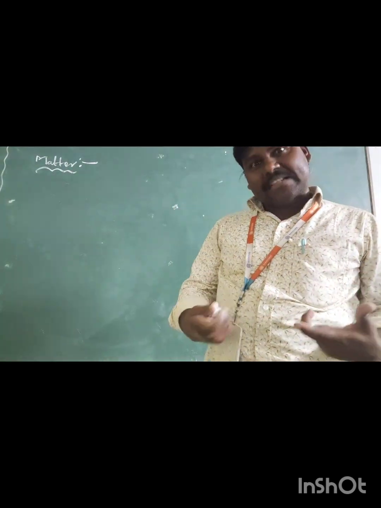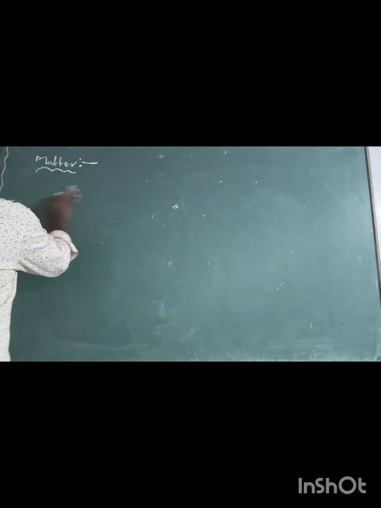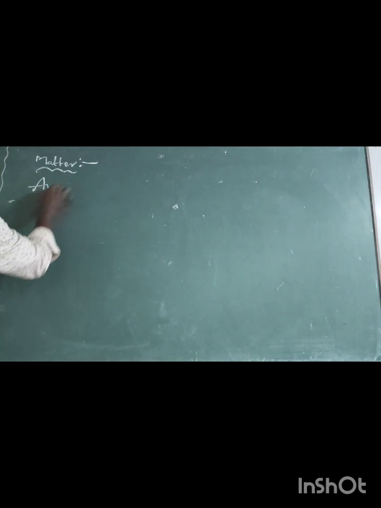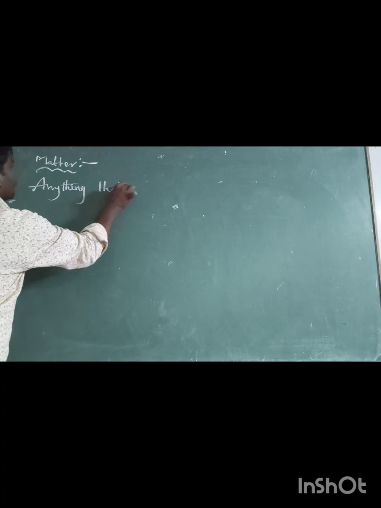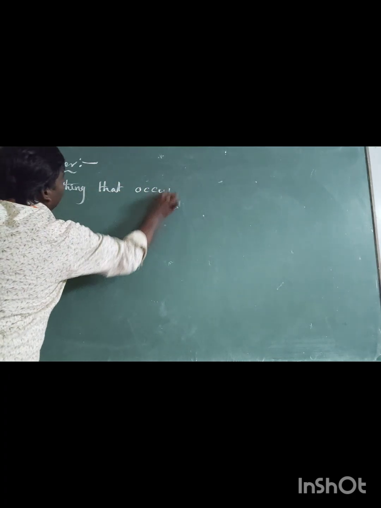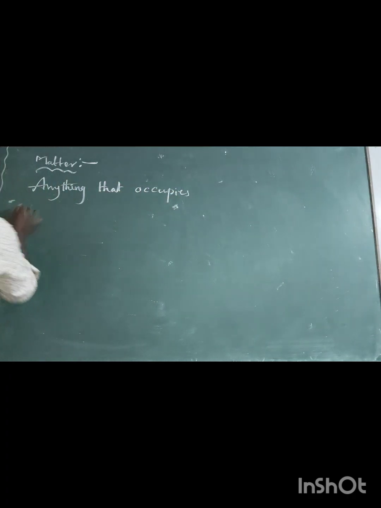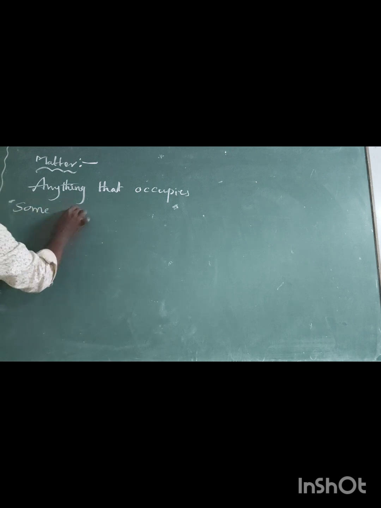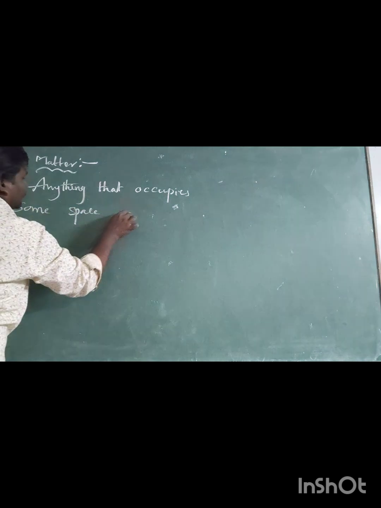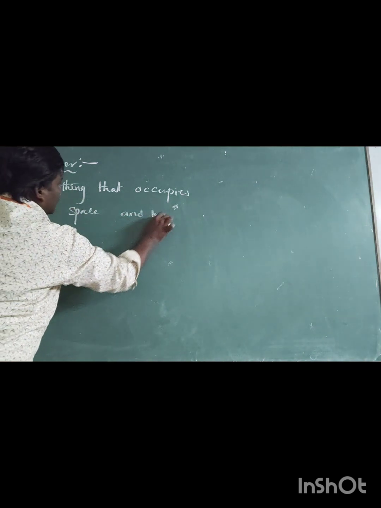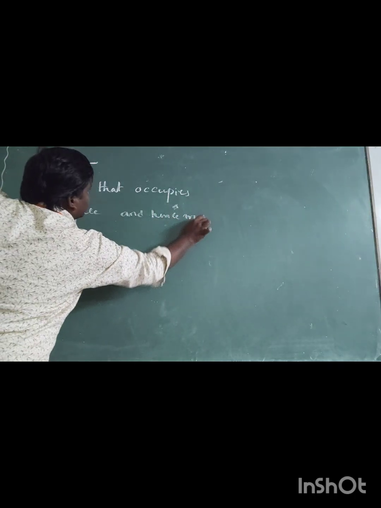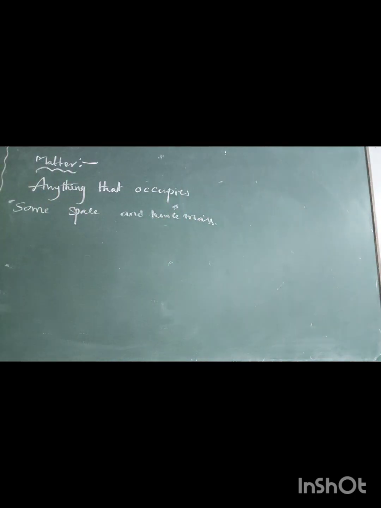Okay, what are the characteristics of matter, sir? What is the definition? Anything that occupies some space and has mass is called characteristics of matter.